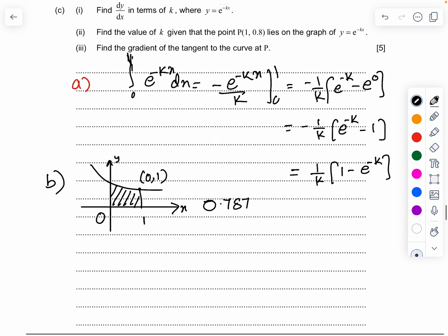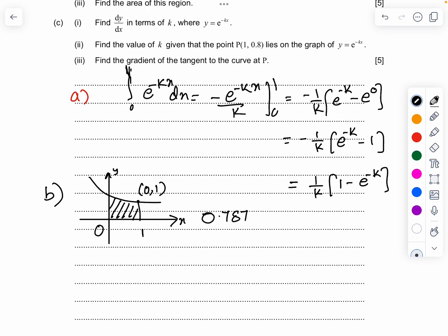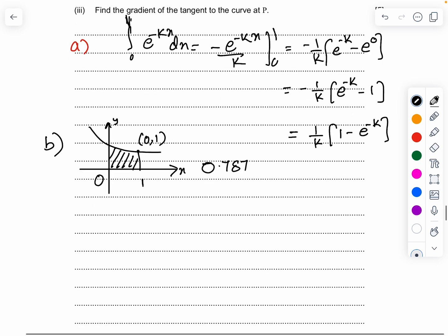Then part C, find dy by dx. There we should be able to get that answer. So part C, dy by dx equals minus k e power minus kx.